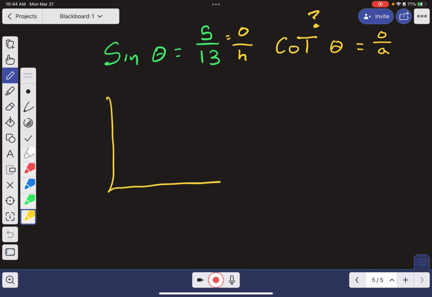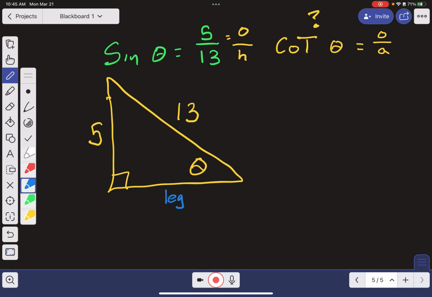Okay, so I'm going to go ahead and draw this. I can put the right angle wherever I want. I can put the theta wherever I want. I'm going to put it right here. The side opposite of my theta has to be 5. So across from it, that has to be 5. So this length is 5. The hypotenuse, which is across from the 90, has to be 13. That means that I have to find this other leg down here. Not going to be 5.